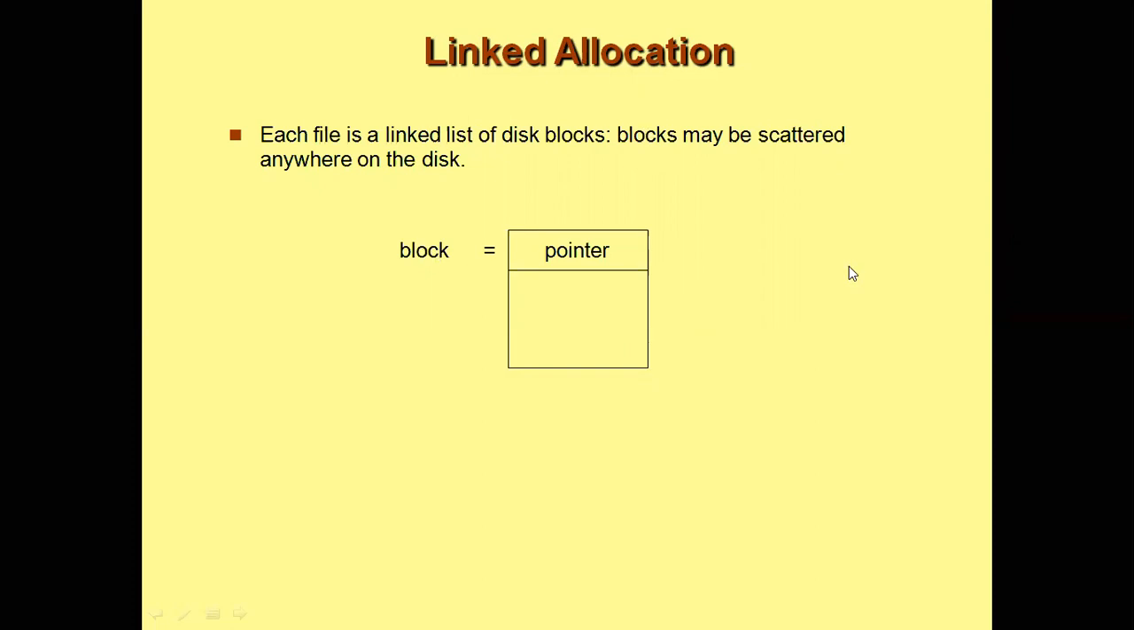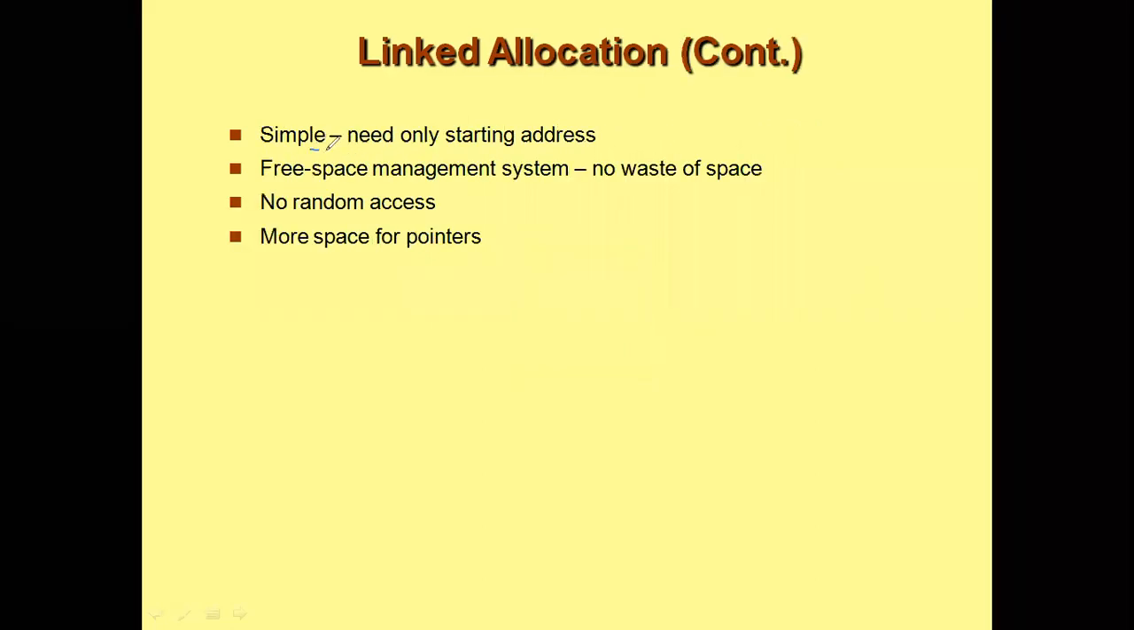Clear? Okay, so what are the advantages of this particular linked allocation? This is also simple to implement because it just needs the starting address and the ending address. There is free space management. There is no waste of space because the blocks are scattered here. They are not continuous, so there is no wastage of space here. But there is a disadvantage here.